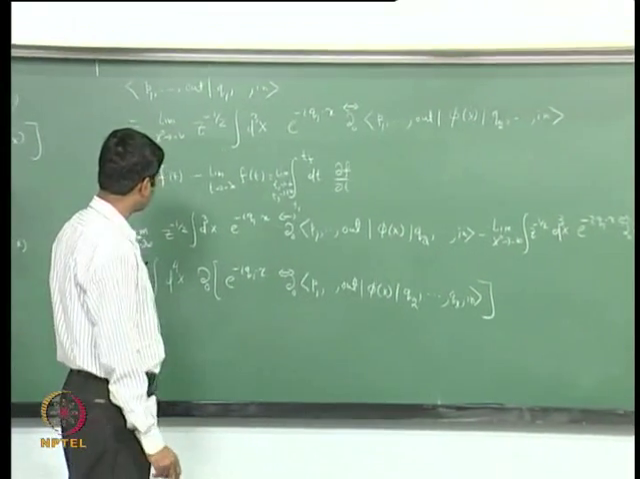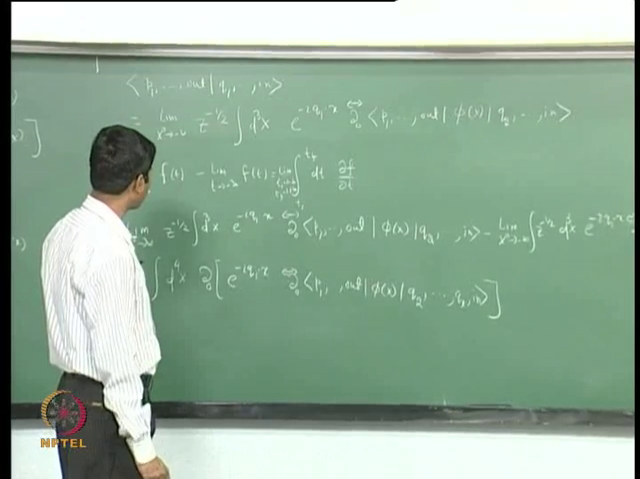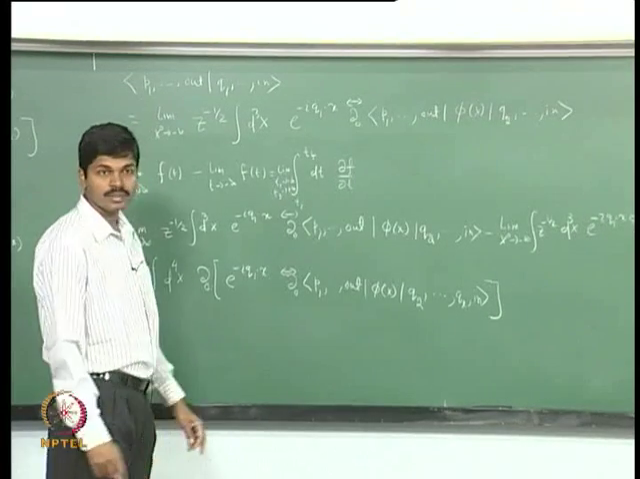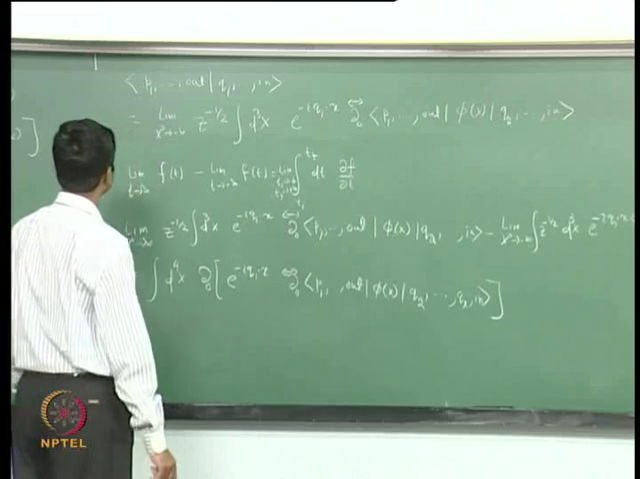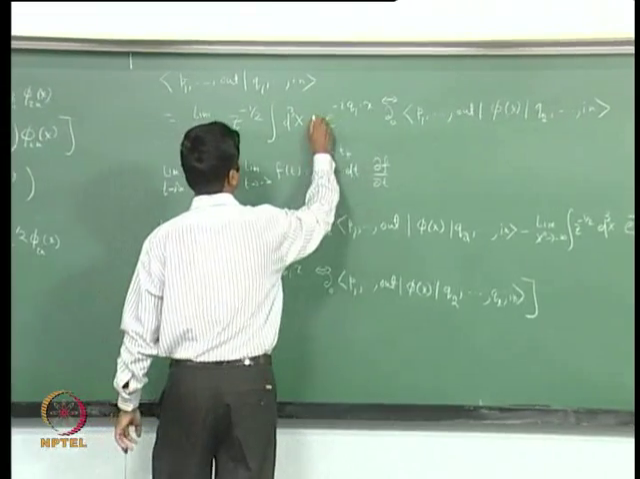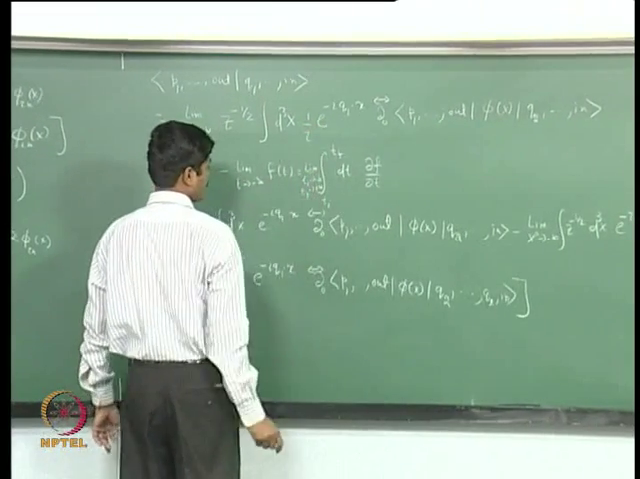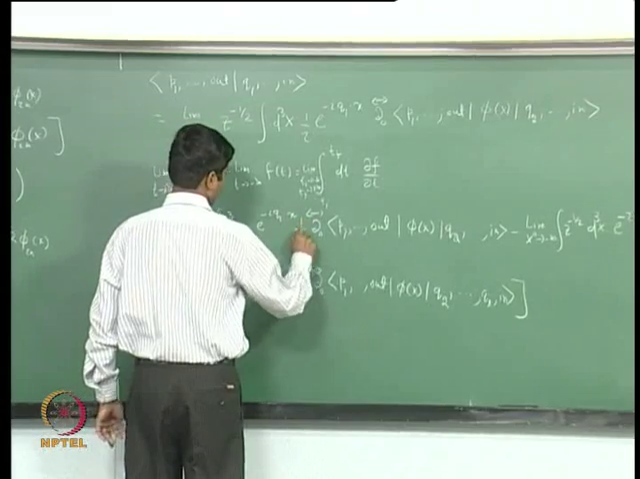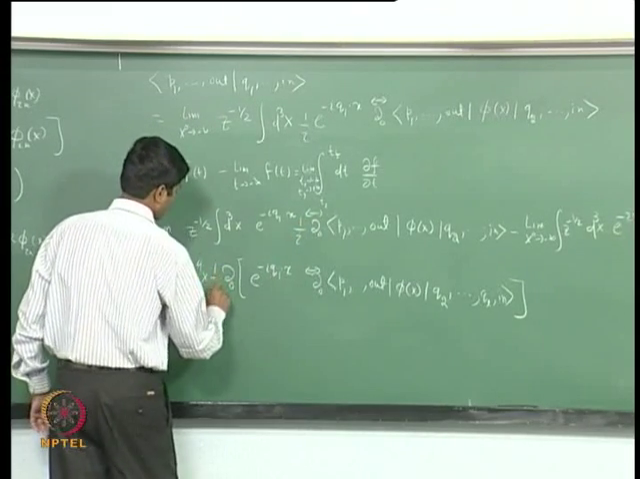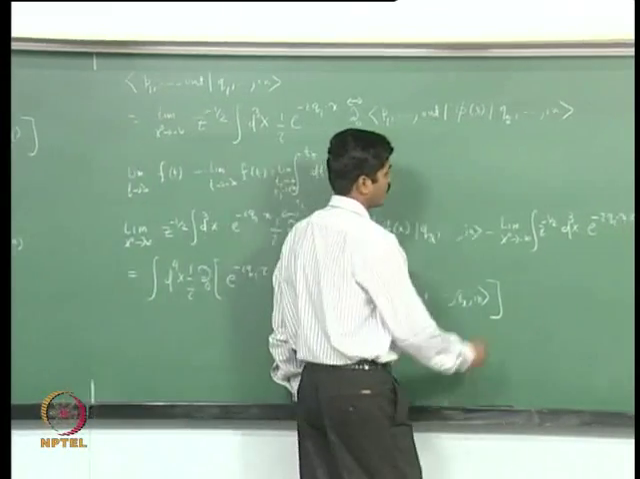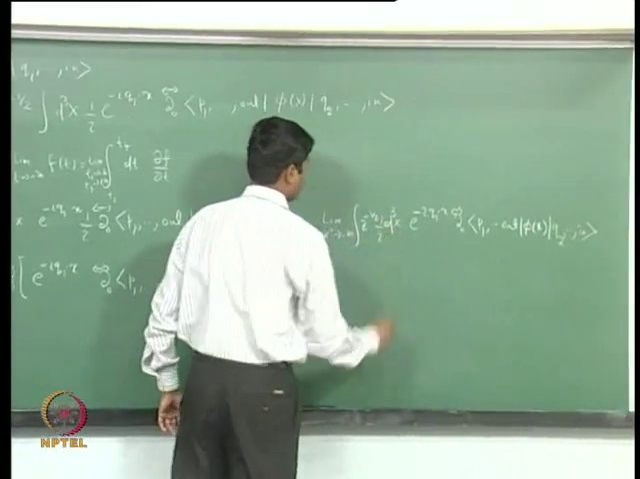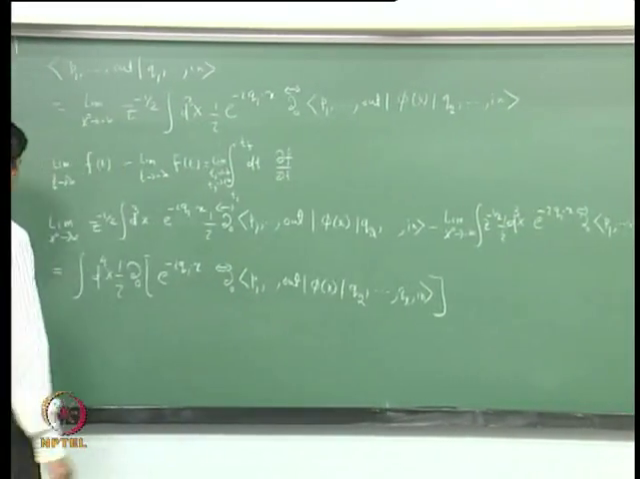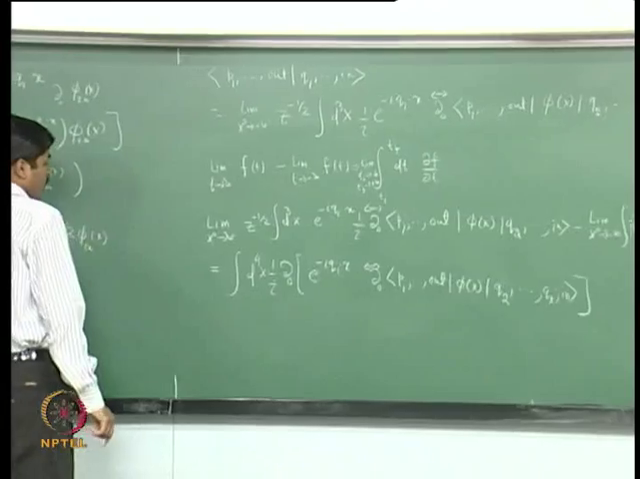So I guess I missed a 1 over i factor somewhere. In the first step itself, there is 1 over i, and so is it. Okay.